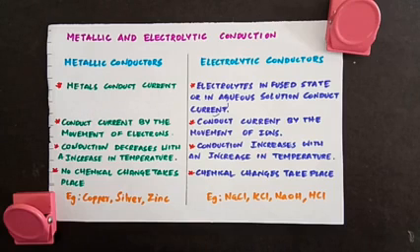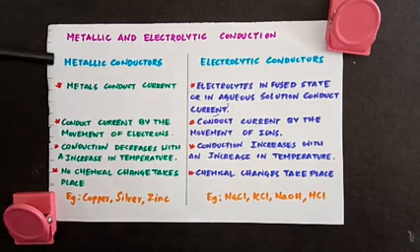Taking any substance, depending upon their nature to allow electricity to flow through them, we can classify those substances into two categories: conductors and insulators. Conductors are the substances which allow electricity to flow through them, while those which do not permit the flow of electric current are called insulators. When it comes to conductors, they can be broadly classified into two types. They are metallic conductors and electrolytic conductors.